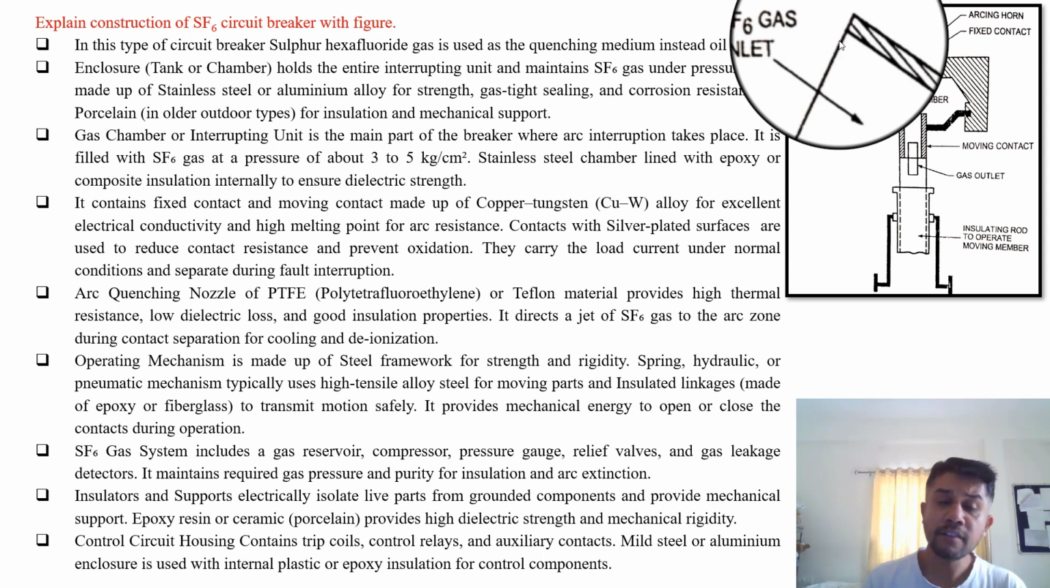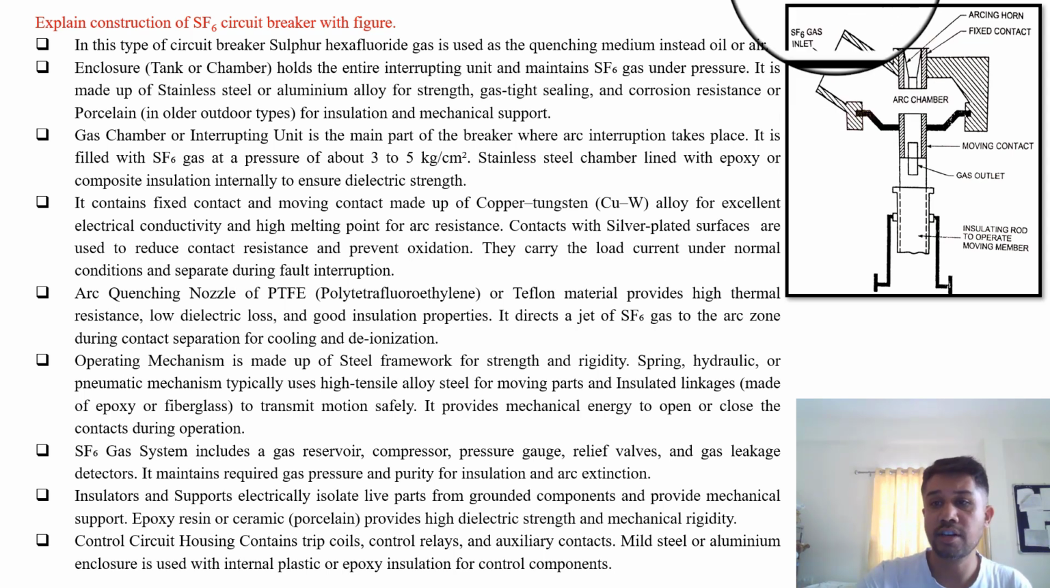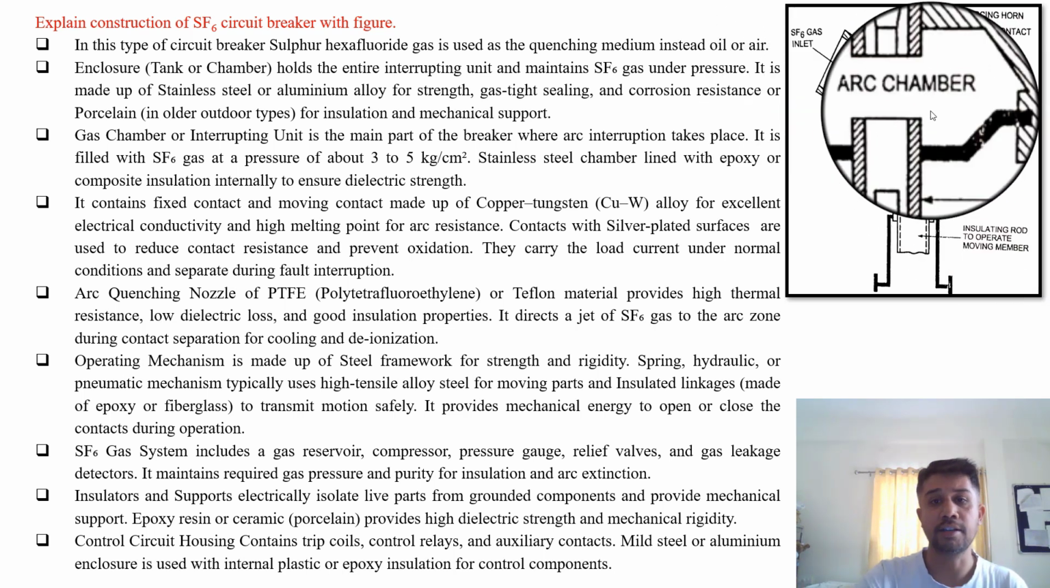It is made up of stainless steel or aluminum alloy for the strength, gas tight sealing and corrosion resistance, or porcelain partially in older outdoor type SF6 circuit breakers for insulation and mechanical support purpose. Gas chamber or interrupting chamber unit is the main part of the breaker where arc interruption takes place. You can visualize this. This is the arc chamber here. It is filled with SF6 gas at a pressure of about 3 to 5 kg per square centimeter.